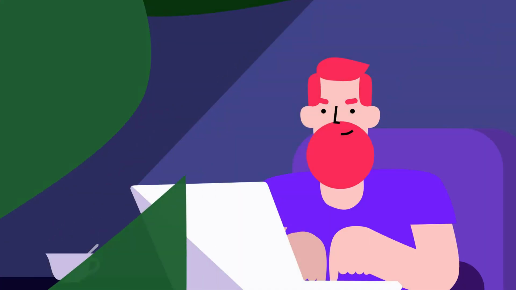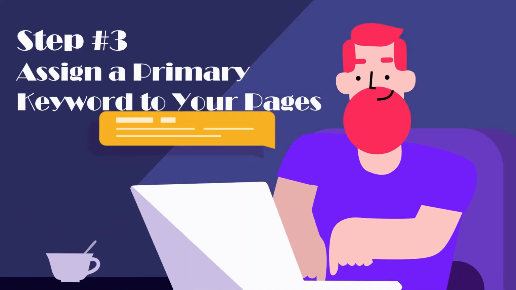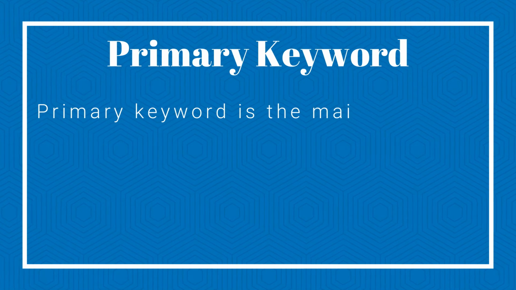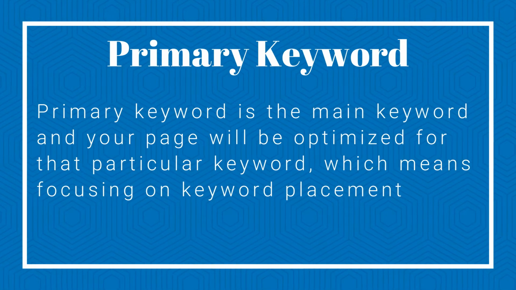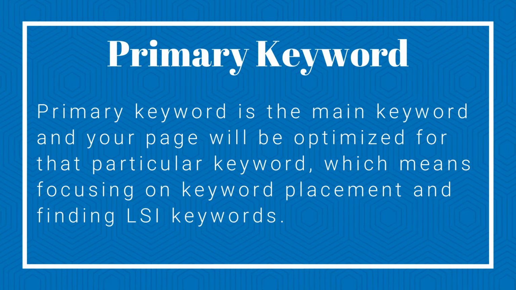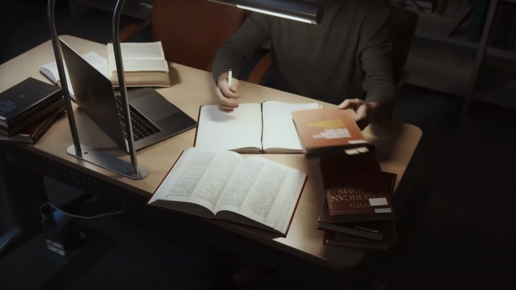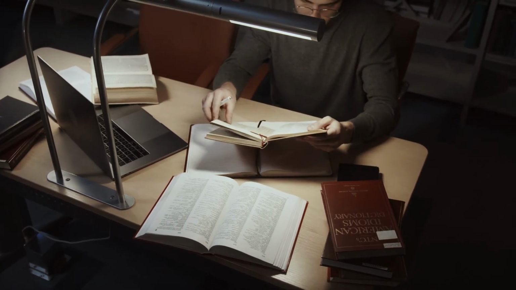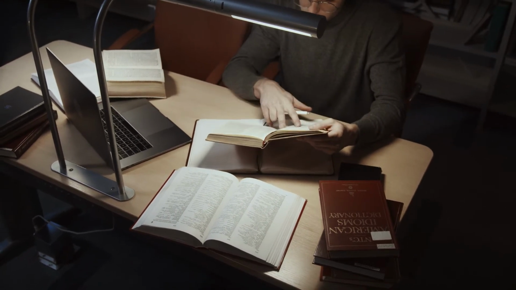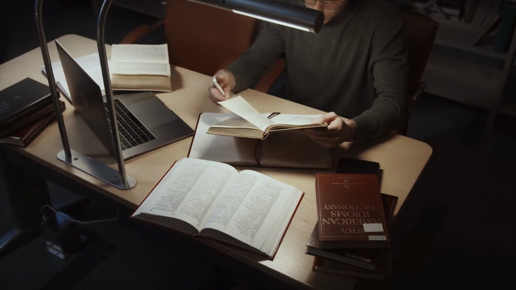The third step is to assign a primary keyword to each of your pages. As said, a primary keyword is the main keyword and your page will be optimized for that particular keyword, which means focusing on the keyword placement and finding LSI keywords. And SEO keyword optimization is an essential part of your overall SEO checklist for your website to ensure you are maximizing your SEO potential. Now, if you have been already creating content on your website without really focusing on the primary keywords, then most likely you will have to update your content to fit the new assigned primary keyword.